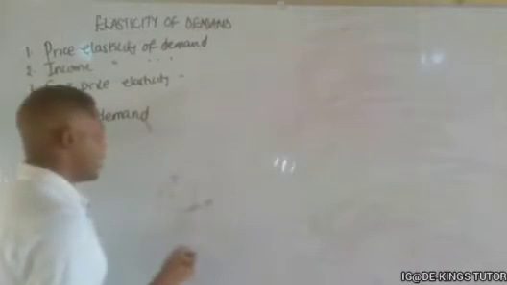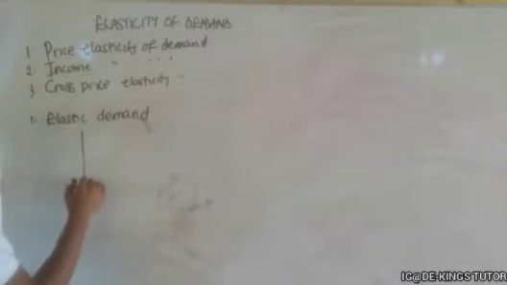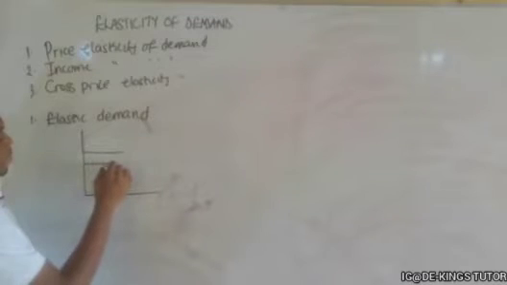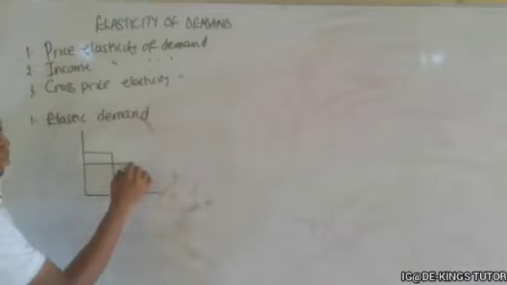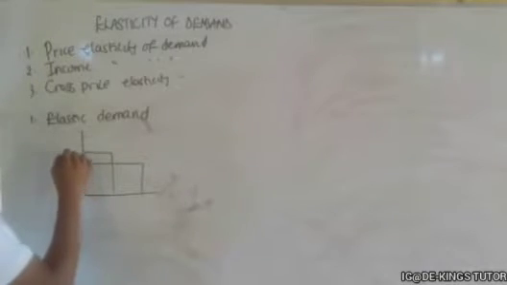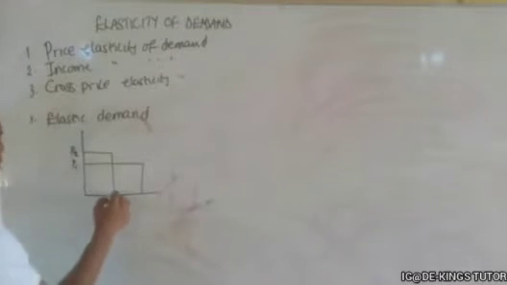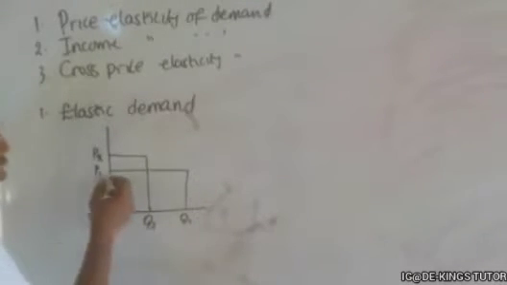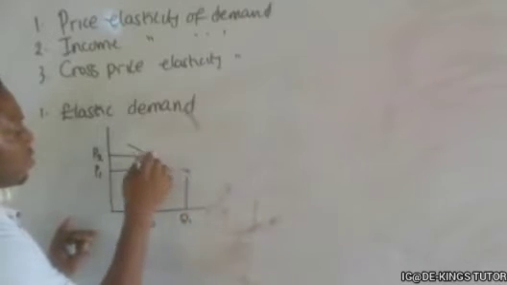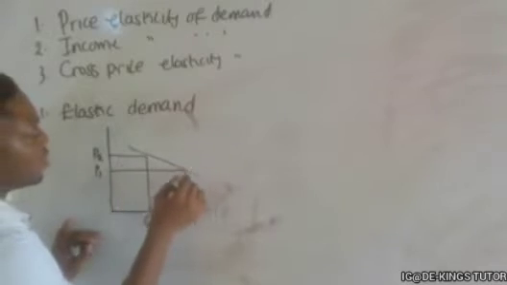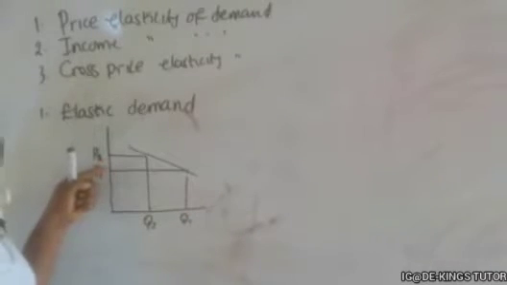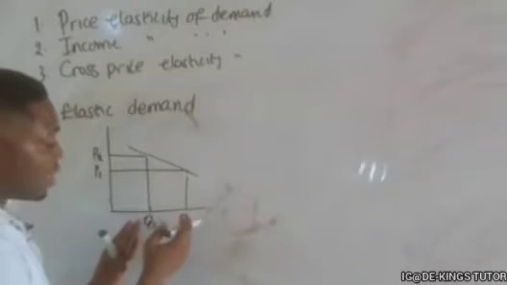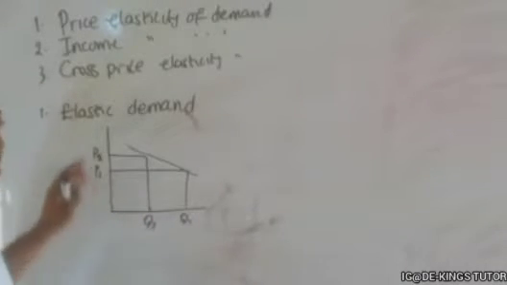Okay, now graphically, this can be represented as thus. For instance, if we have an item, and this is P1, and this is P2, and this is Q1, and this is Q2. If you look at this point, you'll see a slight change in price, just a small change, but a greater change in quantity. Look at the space within them; it's wider. This is a greater change in the quantity demanded. So that is elastic demand.